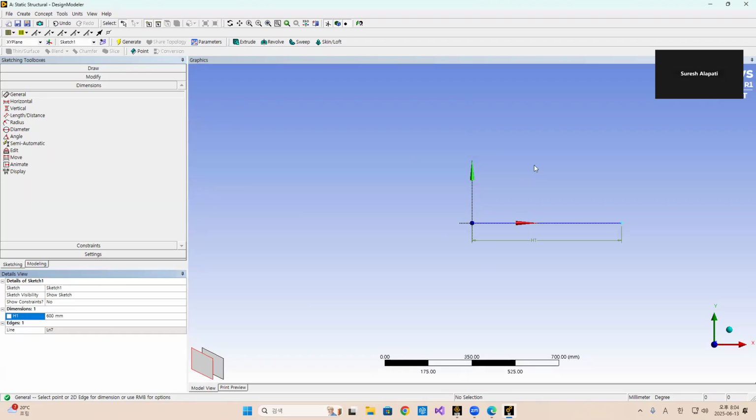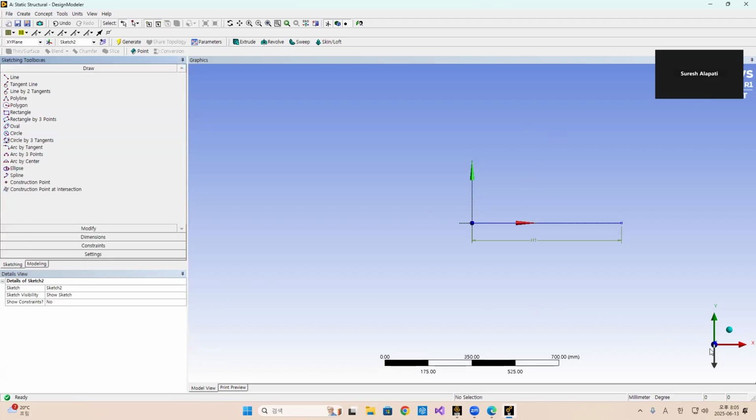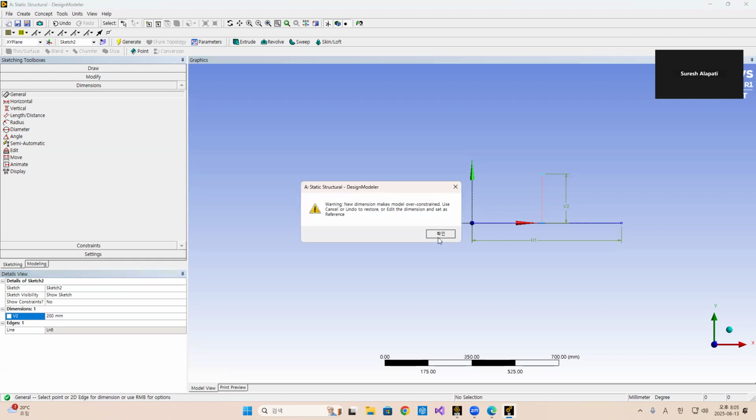And one more line, right? But for that one, we need a different sketch because we need a different body. If you use the same sketch, that will be considered a single body. So horizontal line here, then a vertical line. The dimension of this vertical line is 200.